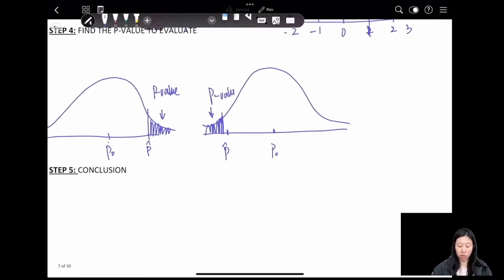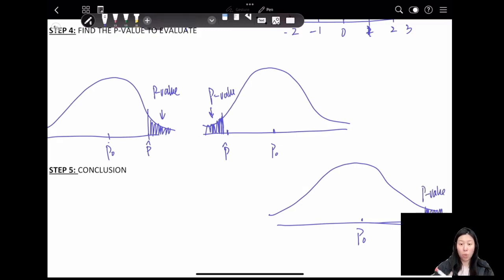So the only thing we need to be careful about is the two-tail test. So for the two-tail test, this is p hat. Whenever you find the p hat, which is maybe here, that would be our p-value. We need to times 2. This is also our p-value. So this is the two-tail test.